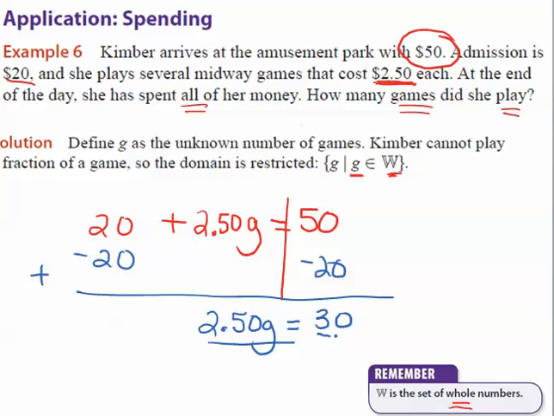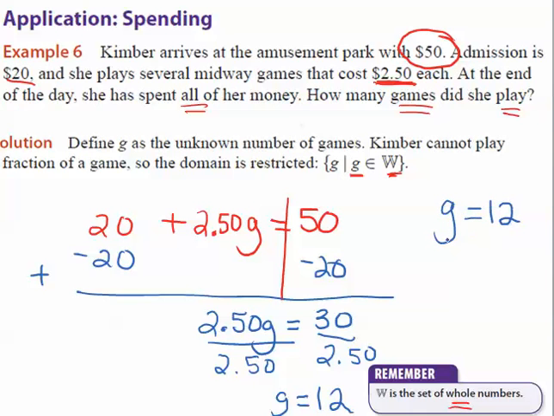Now, I want you to be careful because if you put in 250 divided by 30 in your calculator, you're not going to get the right number. You have to make sure that you put it in how you see it, 30 divided by 2.50, and we get 12. Now, does that make sense? Is 12 a whole number? Yes. So she was able to play 12 games with her money.